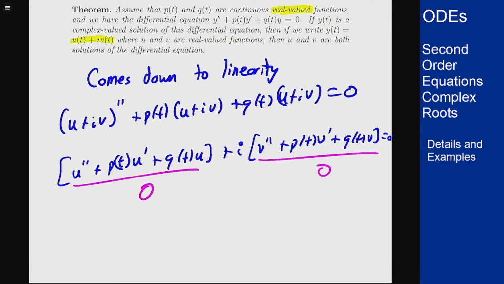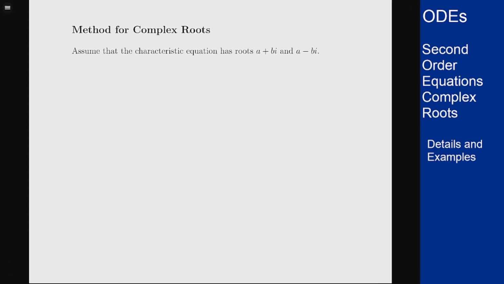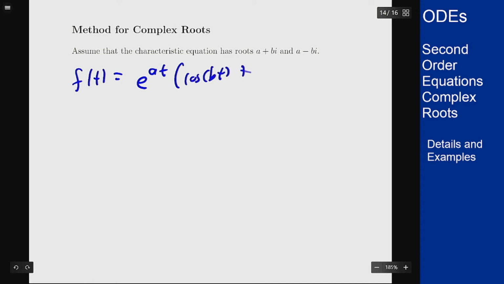Therefore, I can take my complex solution from before, take the real part and the imaginary part, and those two are both solutions, which I can then use to write my general solution. So let's give us a method here. Assume I have roots a plus bi and a minus bi. That means the function f, which I know is a solution, is e to the at times cosine of bt plus i sine of bt. This is from the root a plus bi. I could take the other one and it wouldn't make a difference. I just get a minus sign in here.